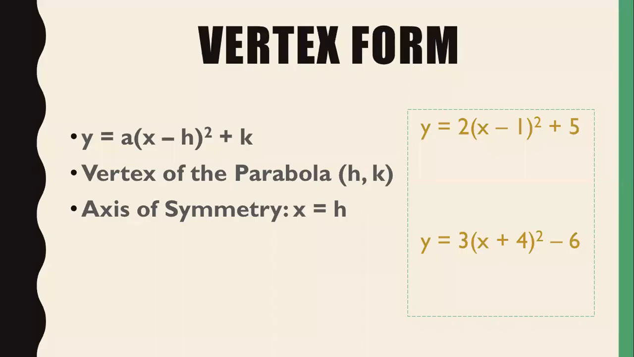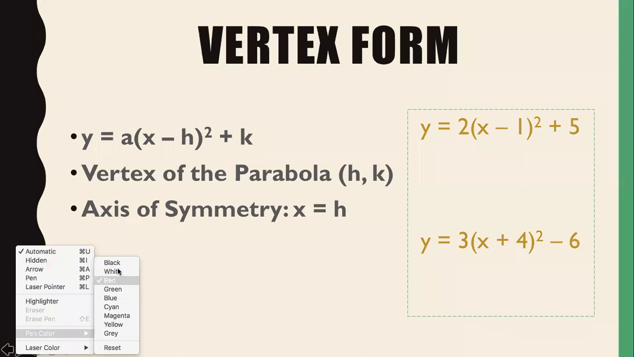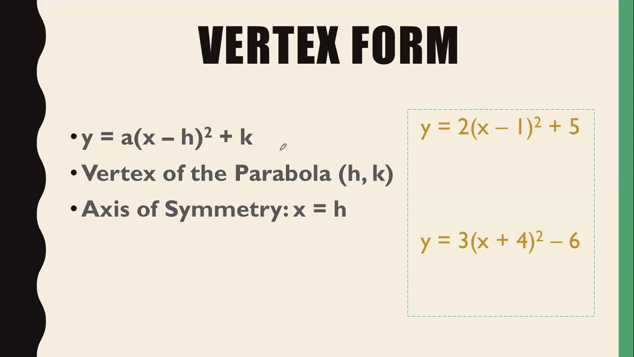So what is vertex form? Vertex form is y equals a times x minus h to the power of 2 plus k. That is vertex form. I don't imagine that you're gonna remember that, so I probably would write it down. Y equals a times x minus h squared plus k. This is how I write a quadratic in vertex form.